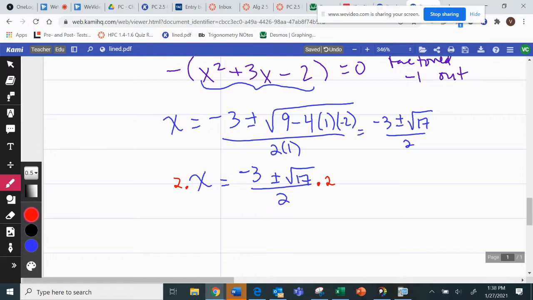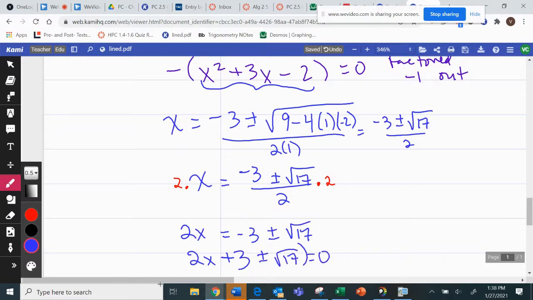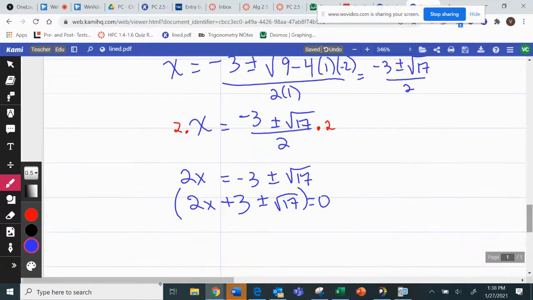But for the factor, when I go to make this equal to 0, I could multiply by 2, and then I would have 2x equals negative 3 plus or minus the square root of 17. Then I would move the 3 over and make it plus 3, and we'd still have plus or minus square root 17 equals 0. So that would be our factors if we got rid of the fractions.